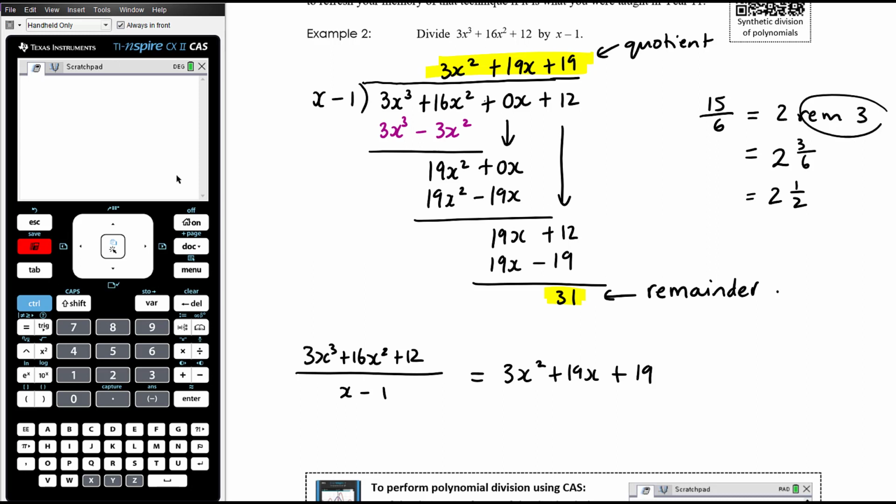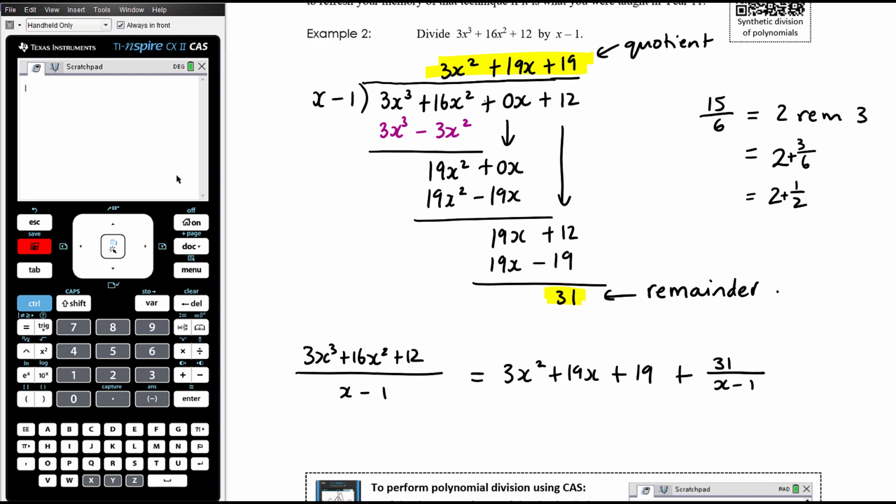Now when we had a remainder of 3 here, to express that as a fraction, we do 3 over the thing we divided by. So this is going to be plus, now remember when we write mixed numbers, that's really a plus in there. It's not multiplication. So it's plus our remainder divided by the divisor, which is x minus 1.